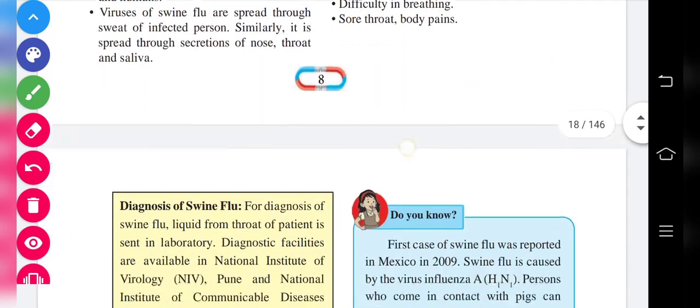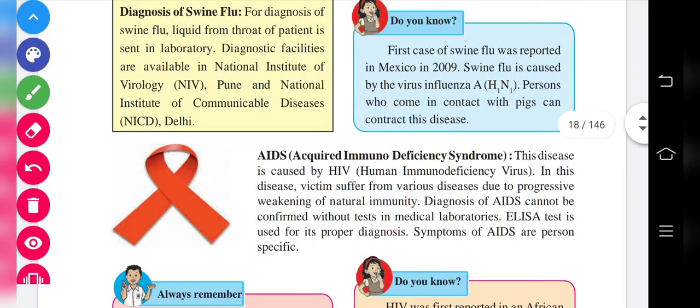In this class today we will study infectious disease, continuing with AIDS. AIDS, the full form is acquired immunodeficiency syndrome. This disease is caused by HIV. HIV's full form is human immunodeficiency virus. Basically HIV is a deficiency of your body's soldiers, the cells that decrease from your blood, and it decreases your immunity power.